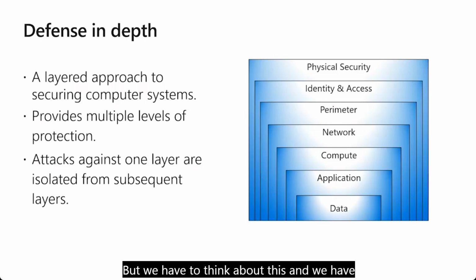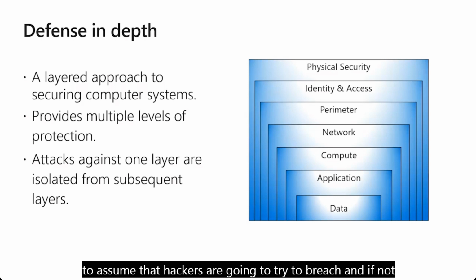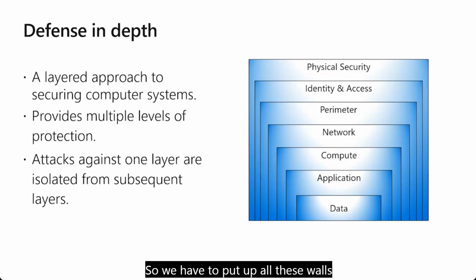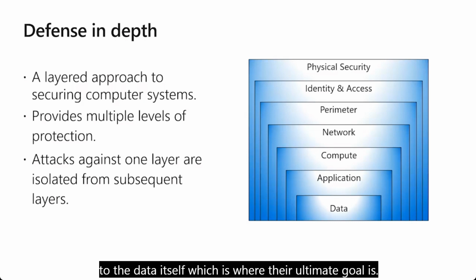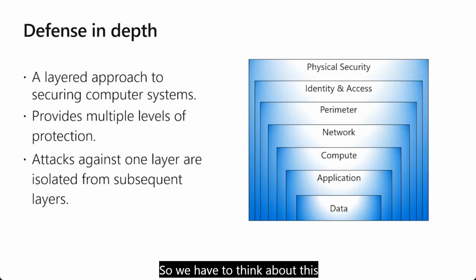But we have to think about this, that we have to assume that hackers are going to try to breach, and if not try to breach, actually breach any one of these layers. So we have to put up all these walls, from perimeter to network to what happens on the actual compute, what about the application, to the data itself, which is where their ultimate goal is. They're trying to get inside there. So we have to think about this in a layered approach to security.